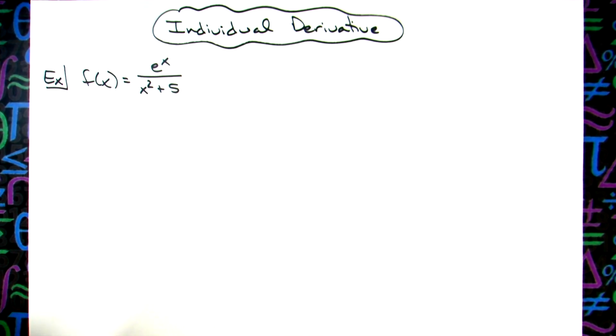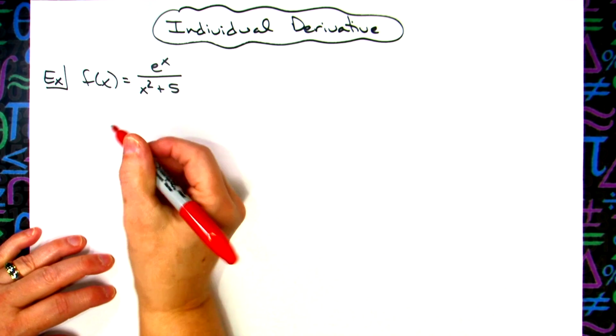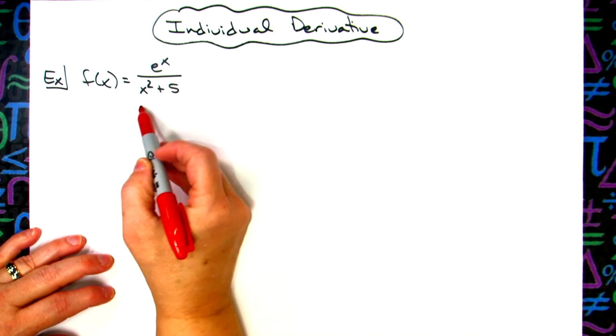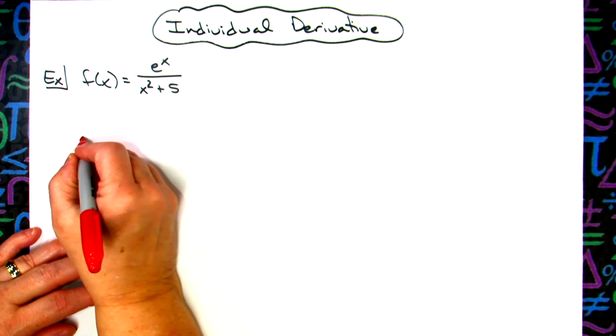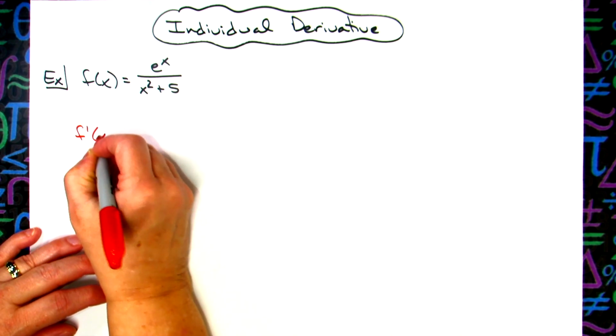In this video, we're going to take a look at an individual derivative. We've got the function e to the x over x squared plus 5. So this is going to be a straight quotient rule. So we're going to start with f prime of x.